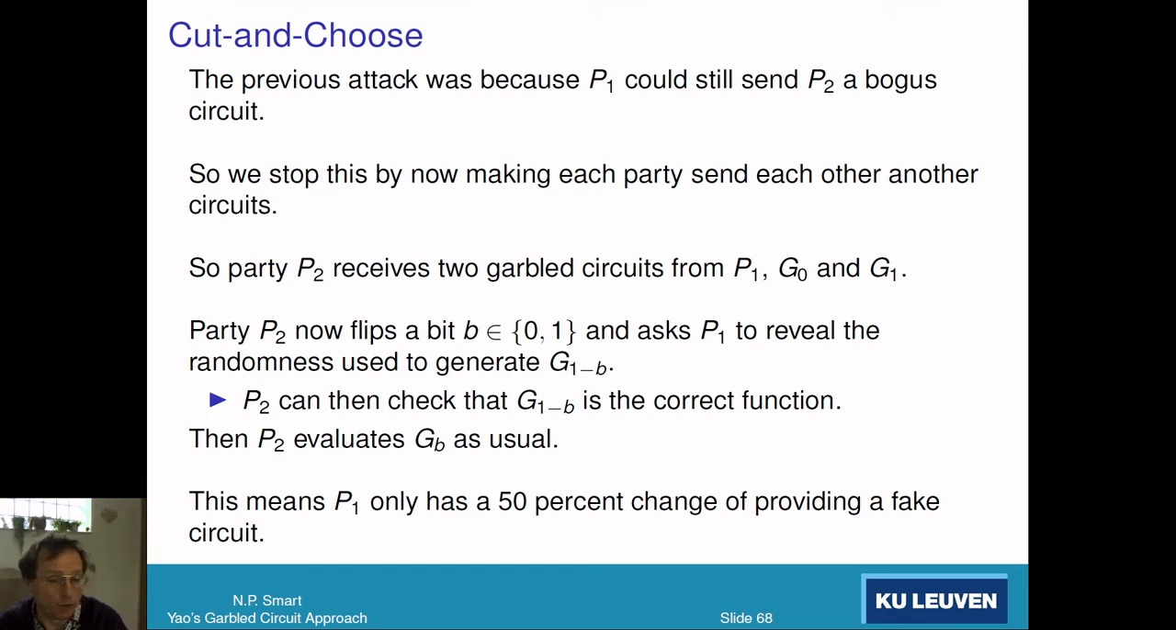So what can P1 do? He can create a fake circuit on one of them that actually does the attack. But with 50% probability, player 2 is going to pick that circuit to do the checking. So he's got to kind of play the odds and hope that the circuit that is not opened completely is the one that's actually going to be doing the evaluation.